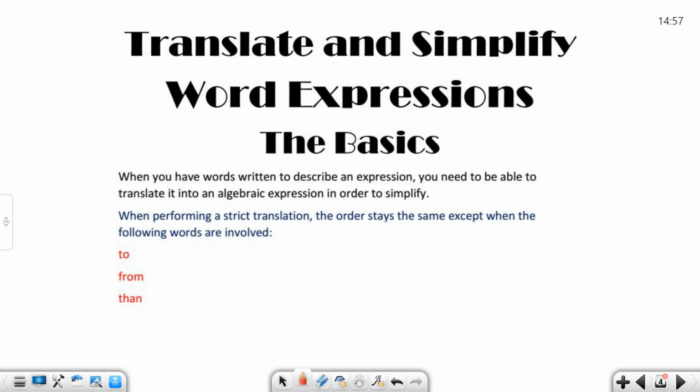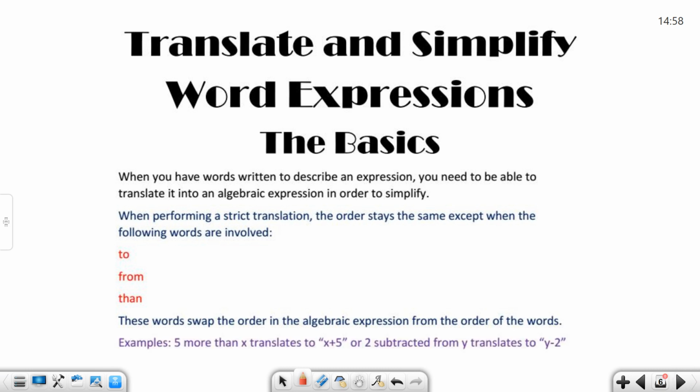If you see to, from, or than, you typically turn it around. It reverses or swaps the order in the algebraic expression when you have those words. For example, 5 more than x translates into x plus 5. Or 2 subtracted from y translates to y minus 2. All right. So if it said 2 subtract y, that would be 2 minus y. But here, subtracted from, it's y minus 2. So to, from, and than typically turn it around, if you're talking about a strict translation.